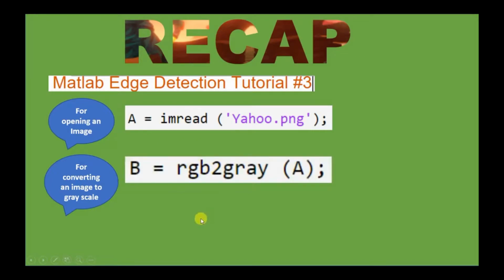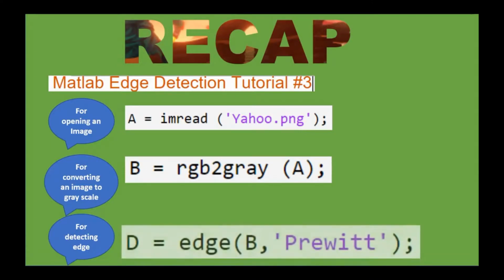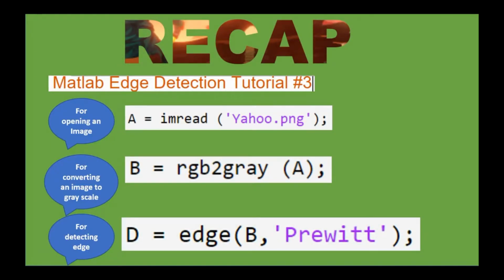Now, for converting an image to grayscale, we use the following code: rgb2gray and the image variable. So here you can see the A. This A is basically the variable which has the image already opened, and the next part is detecting the edge. For the edge detection, we use the following code, which is the variable name equal edge, and defining the variable B. The process name is Prewitt. We can write Sobel, we can write Canny, depending on which edge detection technique we really want to implement.